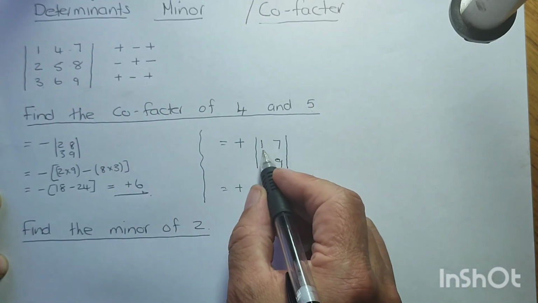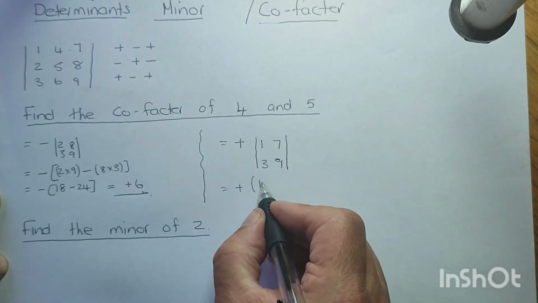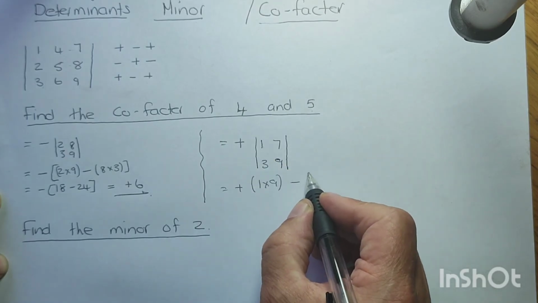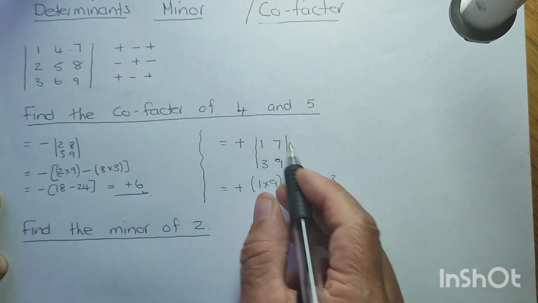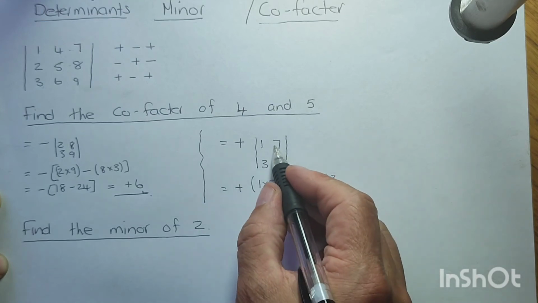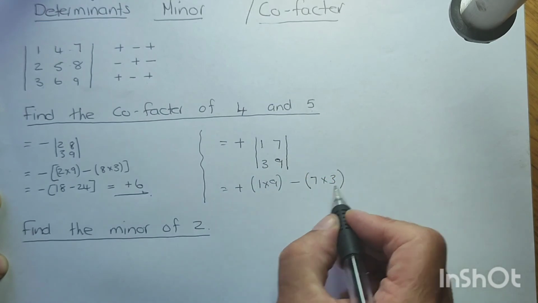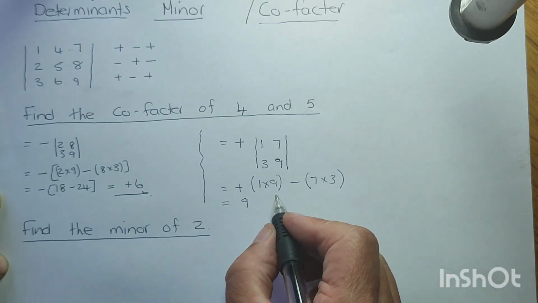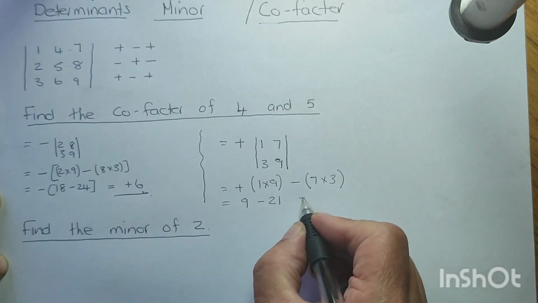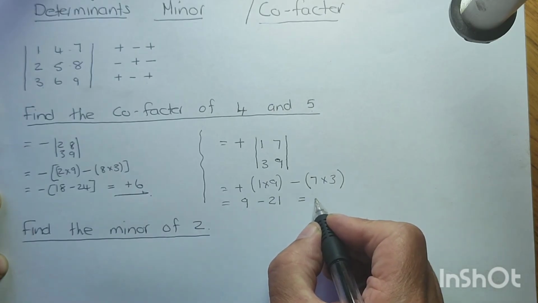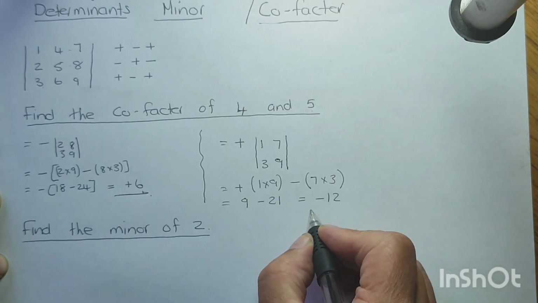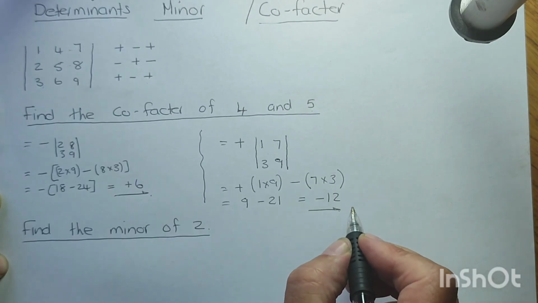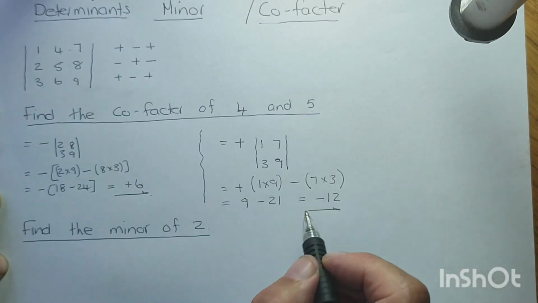So now I'll have a plus 1 times 9 minus 7 times 3. This one times this one, always minus this one times that one. So 1 times 9 is 9, and 7 times 3 is 21. This will result in an answer of minus 12, and that would be the answer that I get.